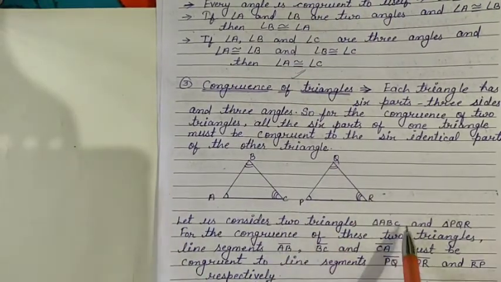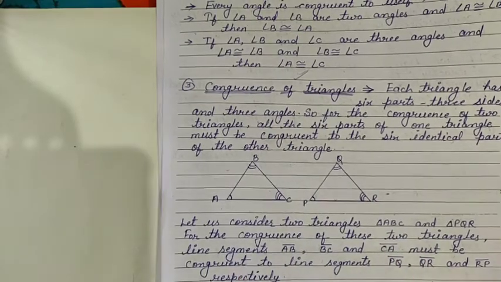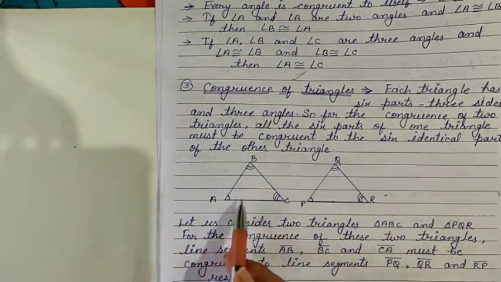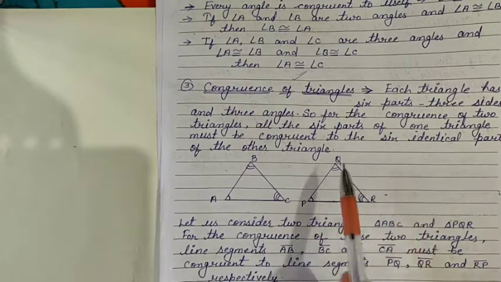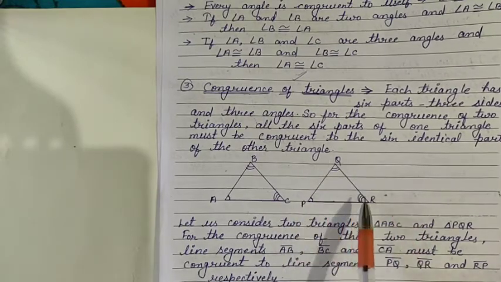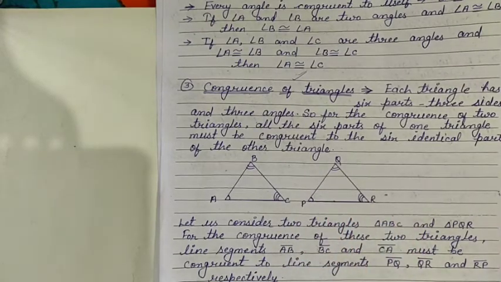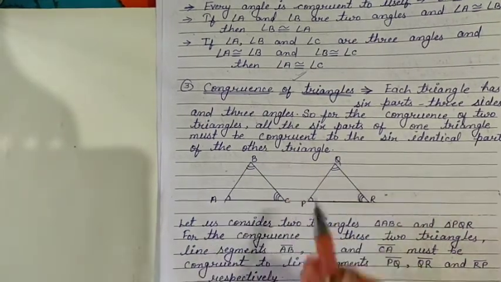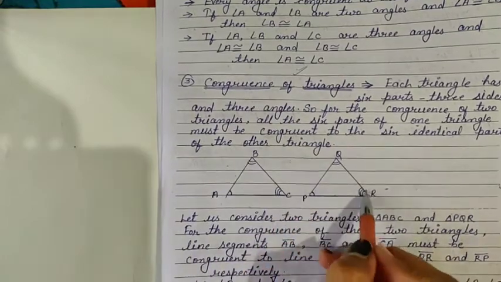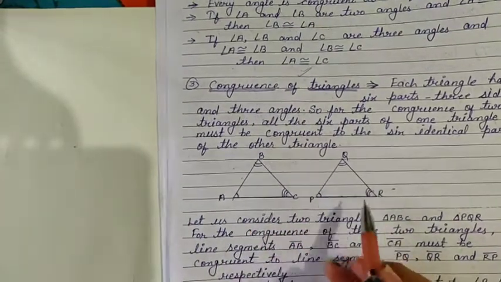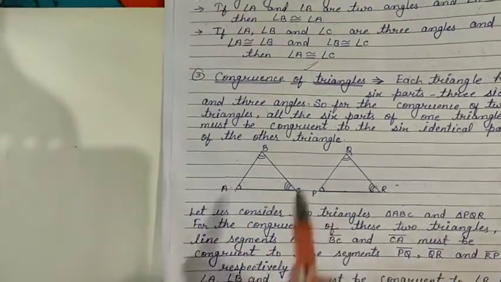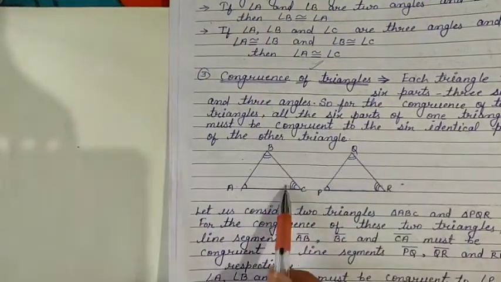Let us consider two triangles, triangle ABC and triangle PQR. For the congruence of these two triangles, line segments AB, BC and CA must be congruent to line segments PQ, QR and PR respectively. AB must be congruent to PQ, it means this line segment equals this. BC equals QR and AC equals RP. And angle A must equal angle P, angle B equals angle Q and angle C equals angle R.